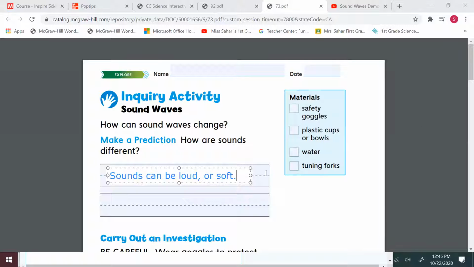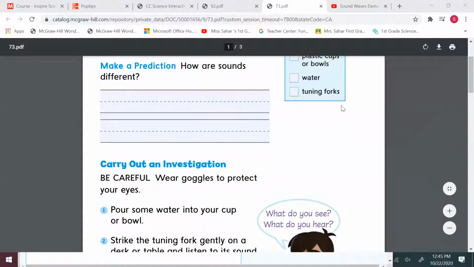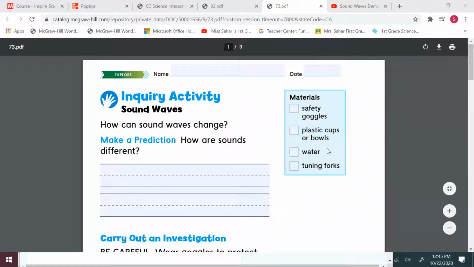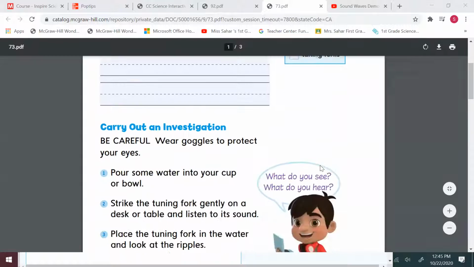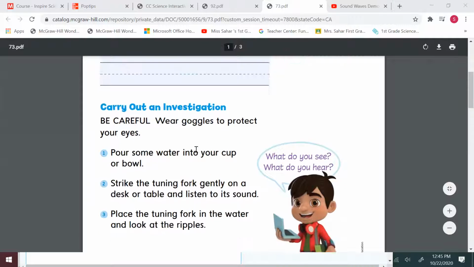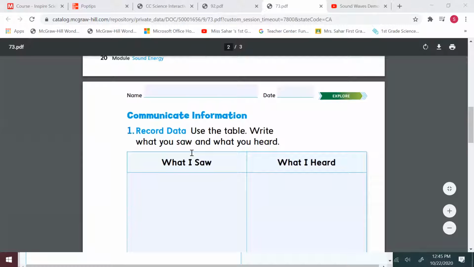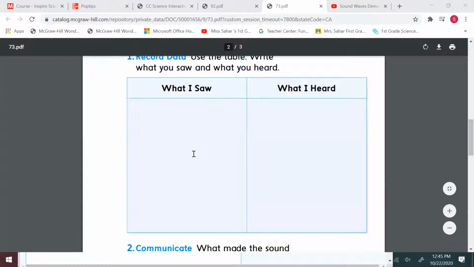All right. If you need more time, you can always pause the video to write down this one. Now clear, and let's go for the second part. In order to make this activity, we need safety goggles, plastic cups or bowls with water, and a tuning fork. We're gonna watch a video because we need to answer page 21 and 22.